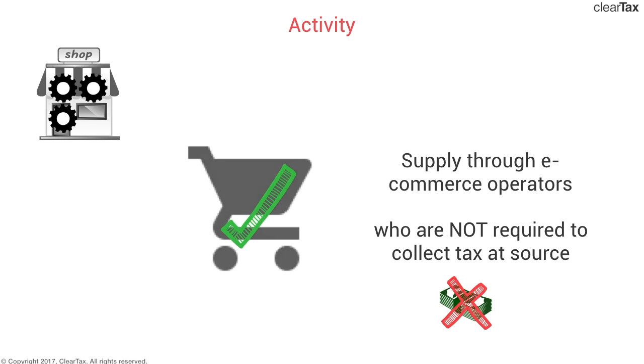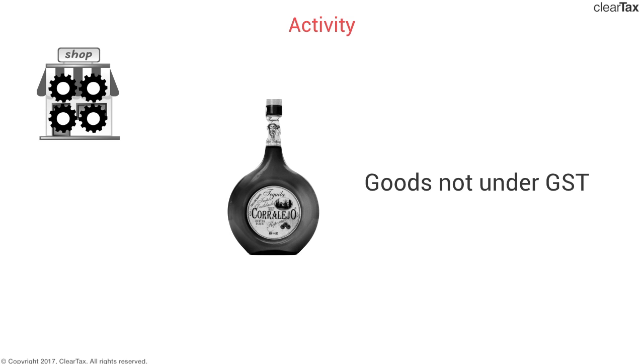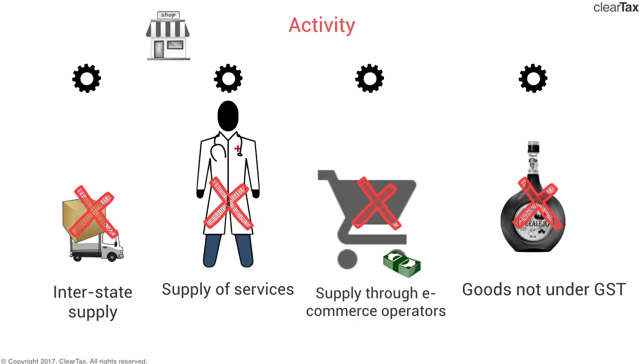The fourth and the last activity, if you are engaged in supplying goods which are not governed under the GST, then you are not eligible for compensation scheme. This does not require any explanation, it's simple logic. If the good itself is not under GST, then how would the law offer you compensation scheme? Right now there's liquor which is not covered under GST.